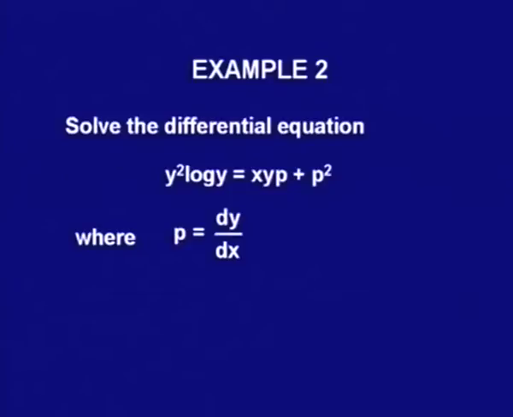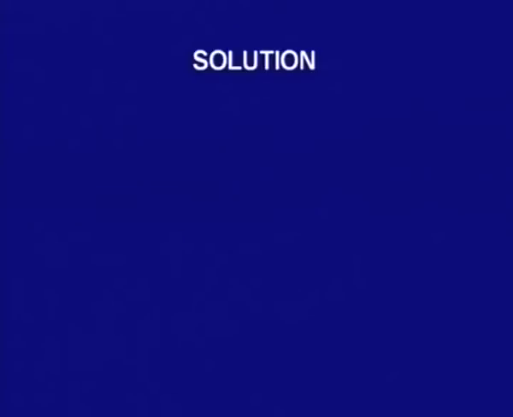Solve the differential equation y square log y is equal to xyp plus p square. Here again p is dy over dx. So, we are writing the equation y square log y is equal to xyp plus p square. Again we see that we can solve it for x, but not for y, because in y we are involving the term of y square as well as log y. So, we can solve it for x.